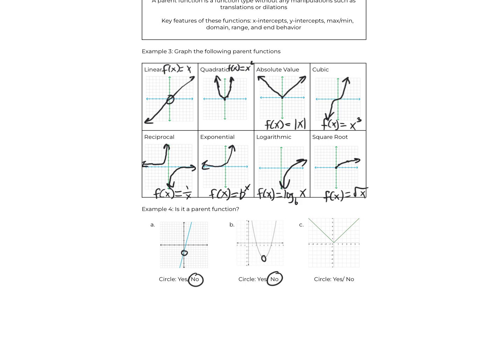And then letter C here, absolute value function, it does have a vertex at 0, 0, so that is the parent function. And it looks like it has a slope of 1. That's the other thing to check, that the slope is 1. So that is a parent function.